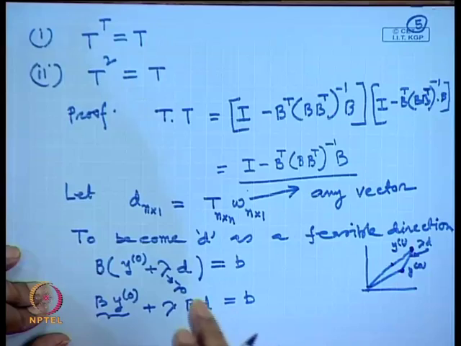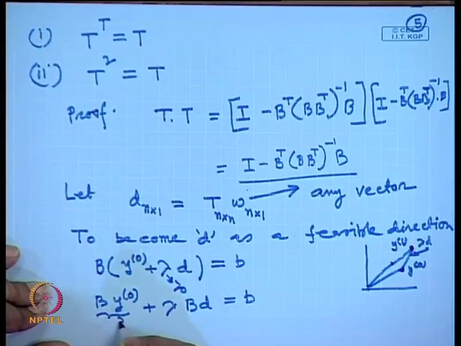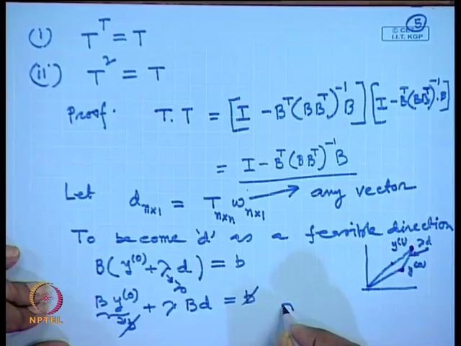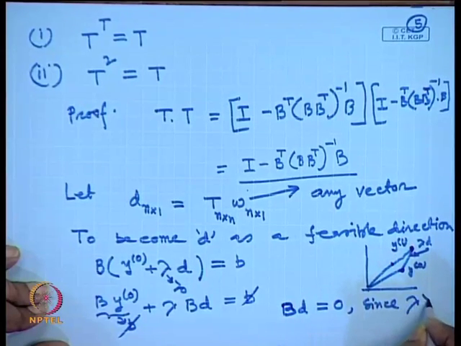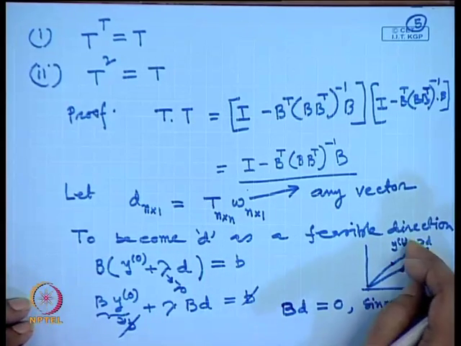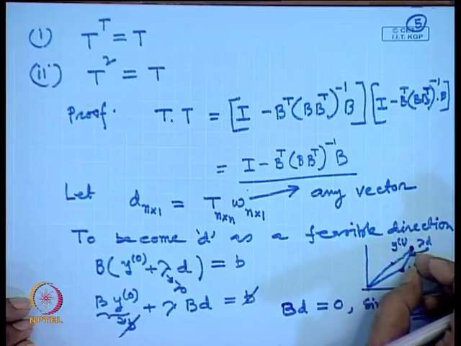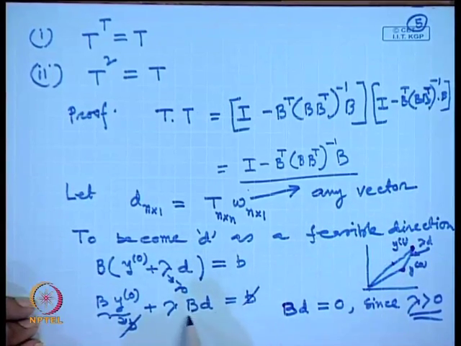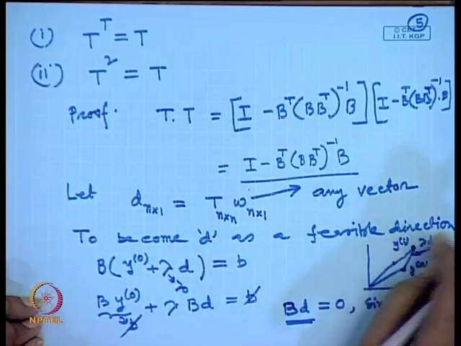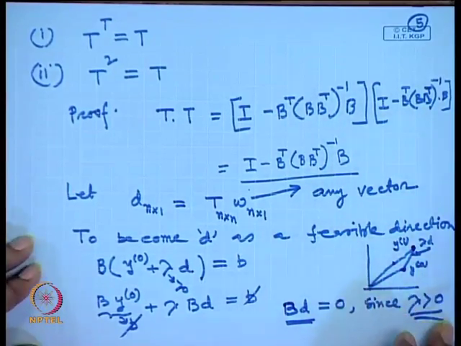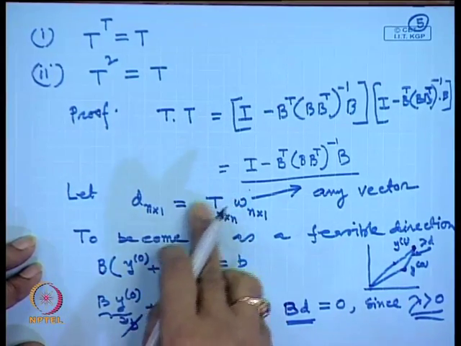And since y 0 was an interior point, it must satisfy our constraint. So, this value is our b. So, this b cancelled, and ultimately this boils down to B into d is equal to 0, since lambda is greater than 0, agree? Any scalar quantity, this positive quantity. That means d is in this direction, you just multiply by it. So, this condition, B into d, if it is 0, agree? If B into d is 0, it means that our new point belongs to the feasible region, meaning an interior point.